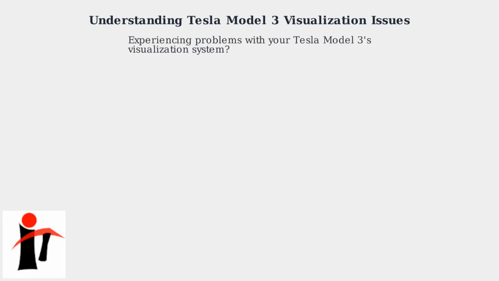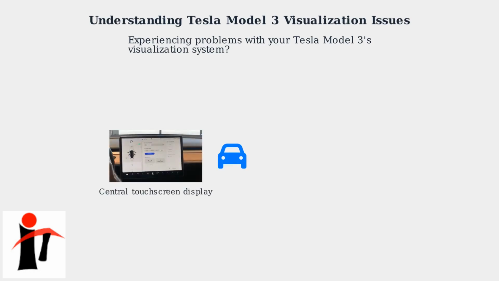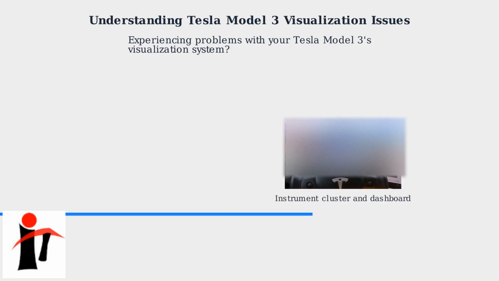Experiencing problems with your Tesla Model 3's visualization system, like cars not showing on the screen or sensor data failing to display? You're not alone. These issues, affecting the central touchscreen, instrument cluster, and autopilot features, can stem from software glitches, hardware malfunctions, or even environmental factors. Common symptoms include cars not showing in visualizations, black screens, or unresponsive displays.